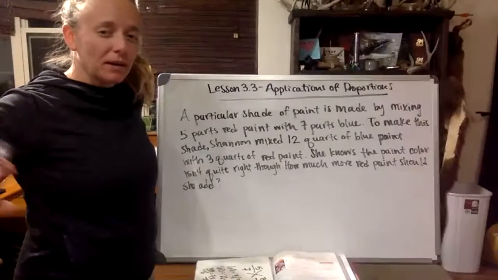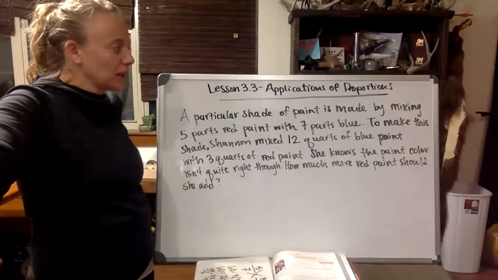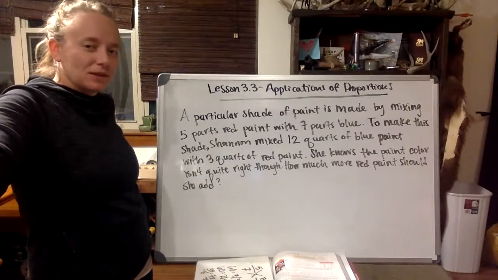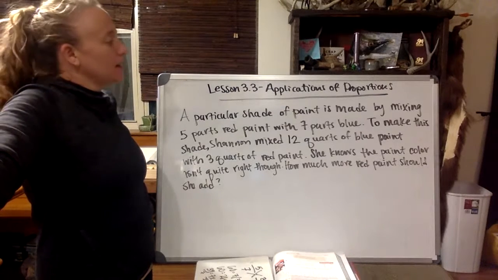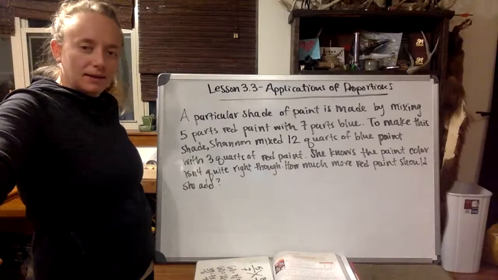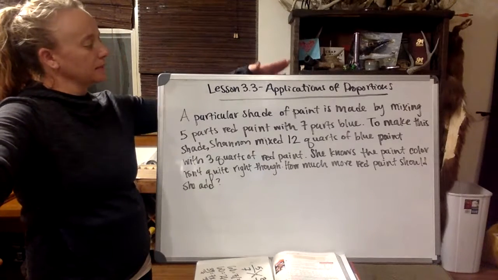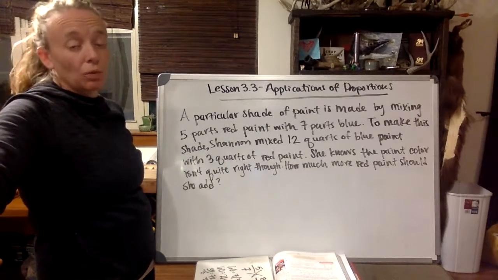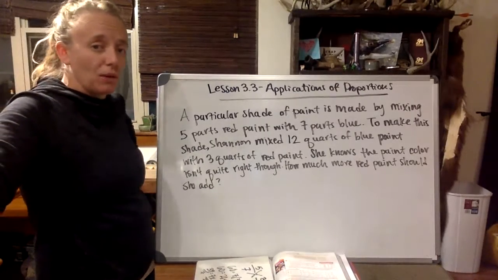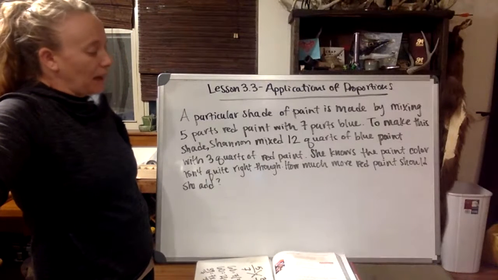Okay, so we're going to look at a situation that probably doesn't happen very often, because usually when we're dealing with this sort of stuff, we just go to Ace Hardware and they make paint for us. The thing is, paint is a little bit more complicated than you can anticipate, so we're going to look at this. This lesson 3.3 applications of proportions video will be about one problem, one more example problem like we did in the last video.